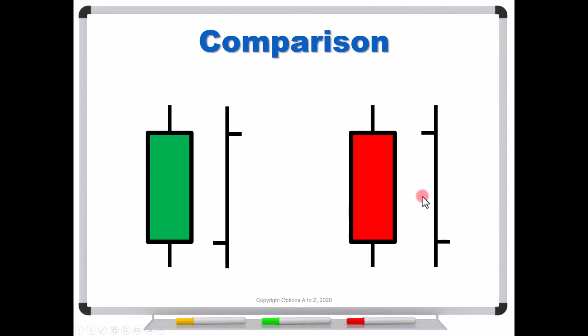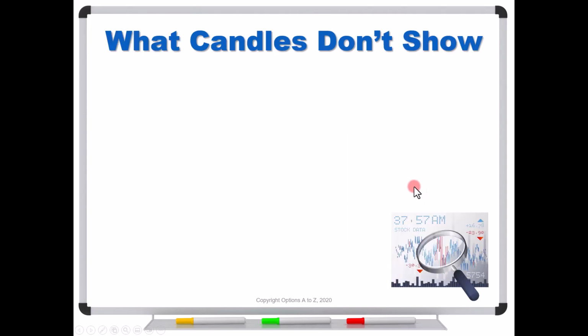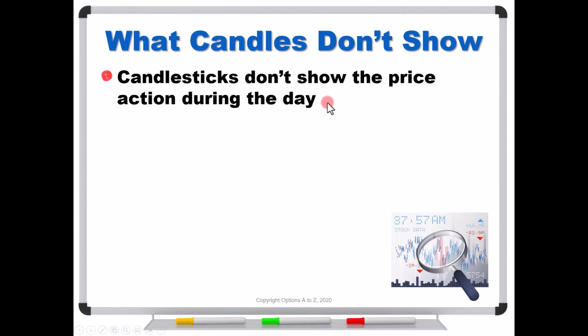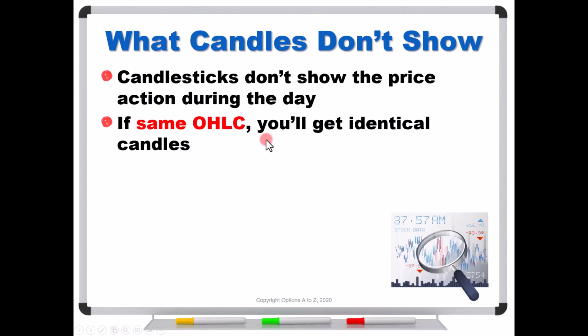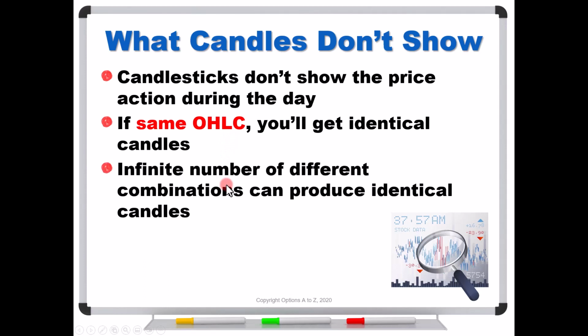So that's really just the basics of a candlestick chart. Now, an important thing to understand is what candles don't show. Candlesticks don't show the price action during the day. If you have the same open, high, low, close, you will get identical candles. So technically, there are an infinite number of different combinations that can produce identical candles.